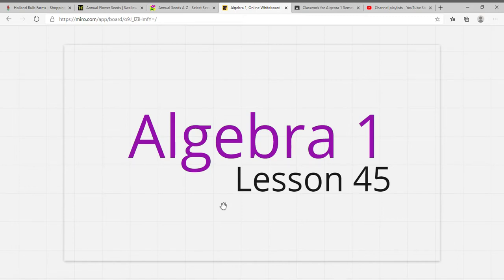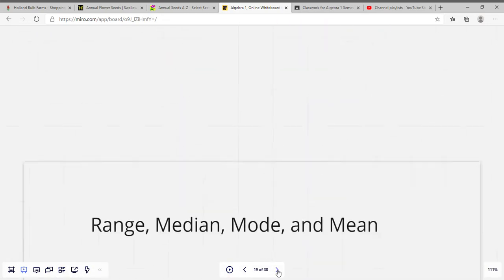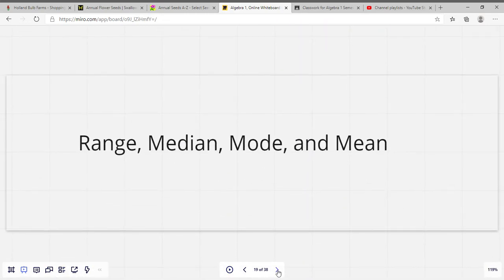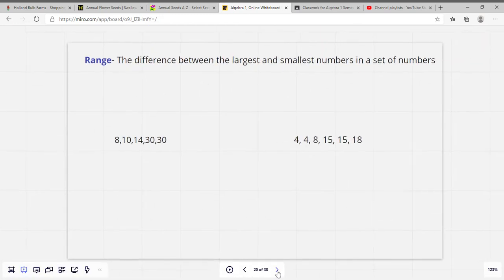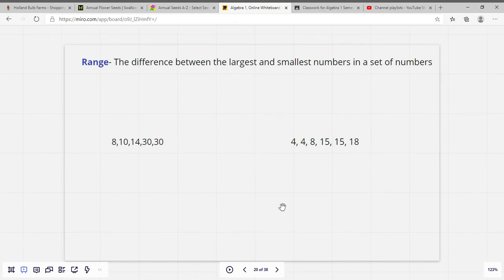Hi everybody, this is Algebra 1, Lesson 45, and in this lesson we're going to cover range, median, mode, and mean. Now these are words that we use when we're describing sets of numbers, and they're also words used in statistics, and statistics just deals with sets of numbers.